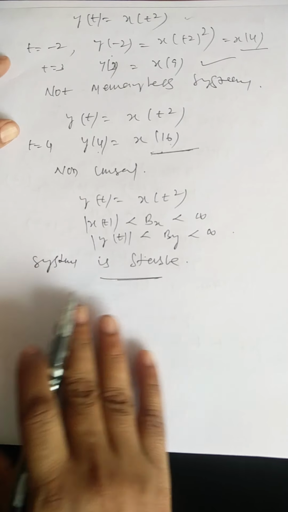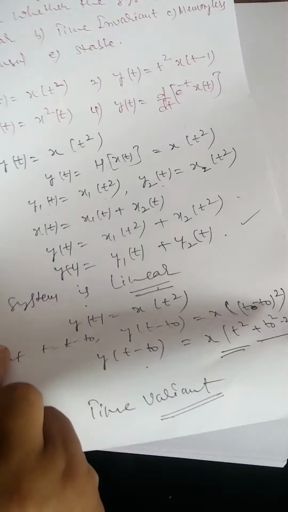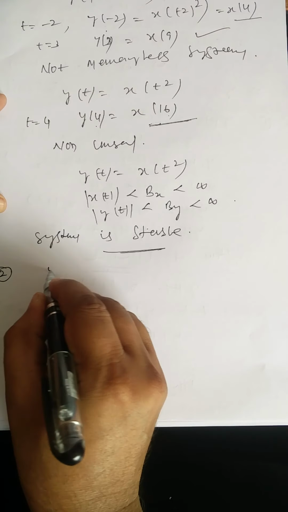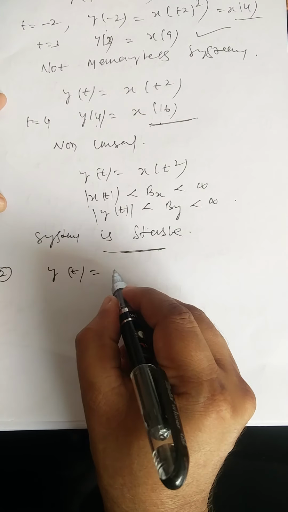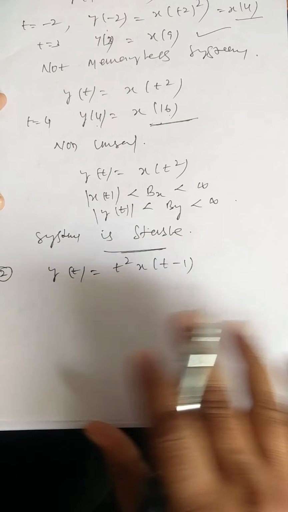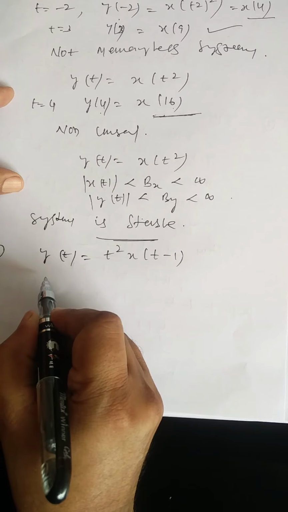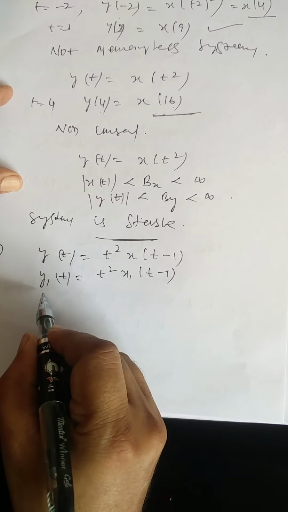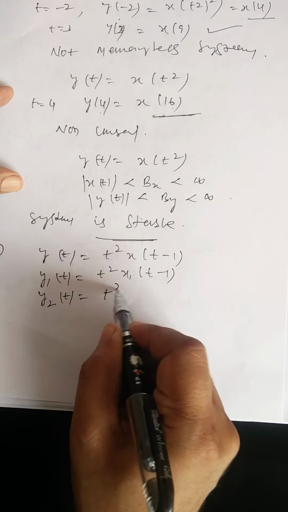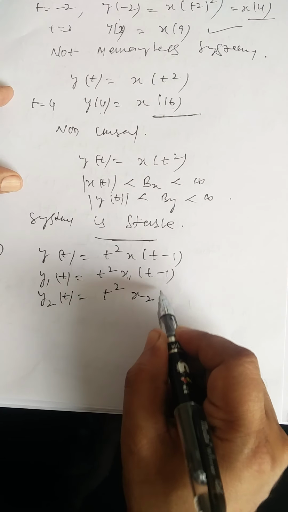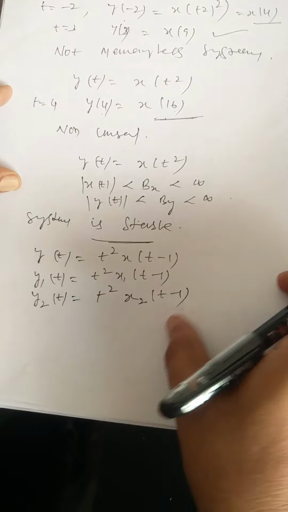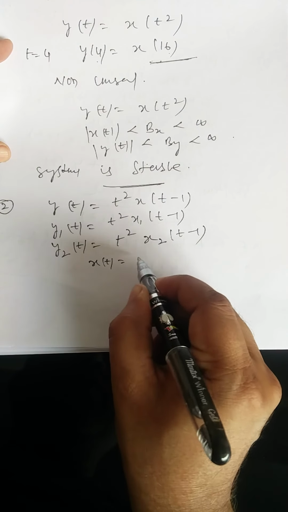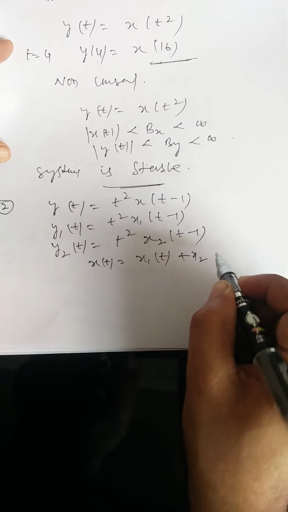Okay, let us take the second problem. Here it is y of t is equal to t square into x of t minus 1. Now first, to check the linearity, let us take y1 of t is equal to t square into x1 of t minus 1, y2 of t is equal to t square x2 of t minus 1. Replace x of t by x1 of t plus x2 of t. x of t is equal to x1 of t plus x2 of t.